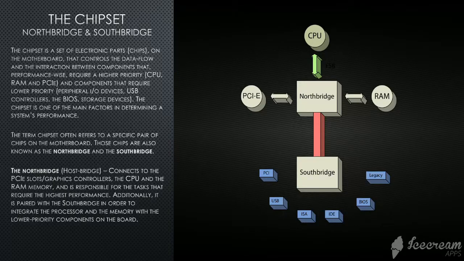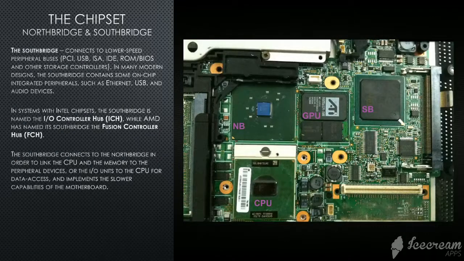As you can see on the right, the North Bridge connects to the higher priority components such as the processor, the memory, and the high-speed expansion slots, while the South Bridge connects to the slowest components connected to the board, or the ones that require lower priority, such as the BIOS, the USB controllers, and the storage. The South Bridge, on the other hand, connects to lower speed peripheral buses such as PCI, USB, ISA, IDE, ROM and BIOS, and other storage components.